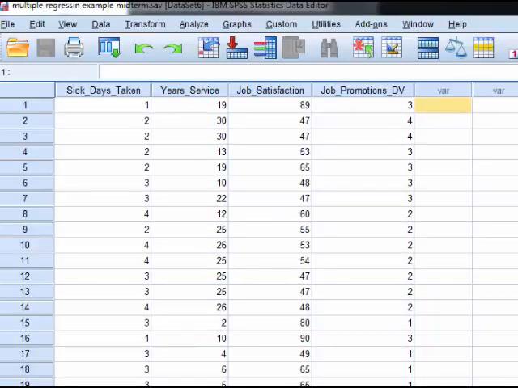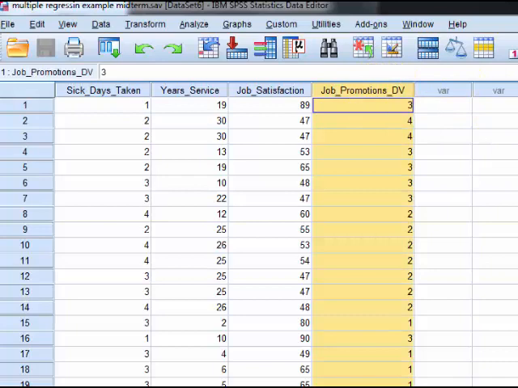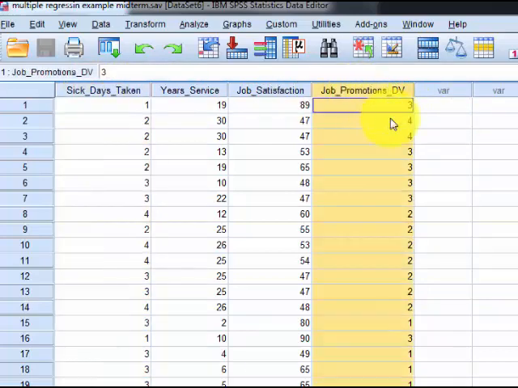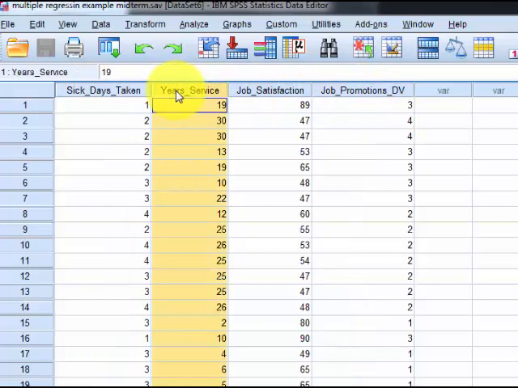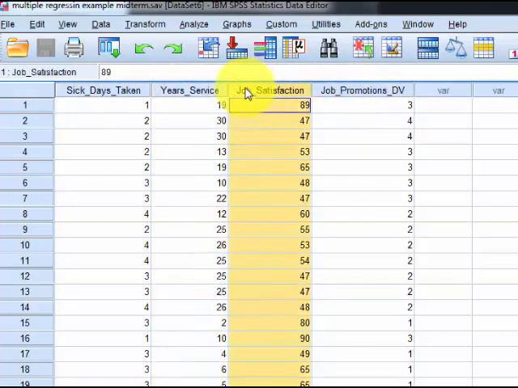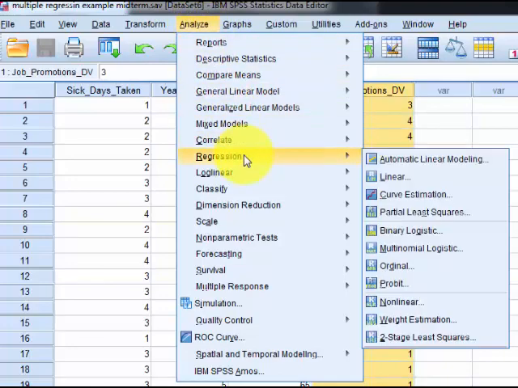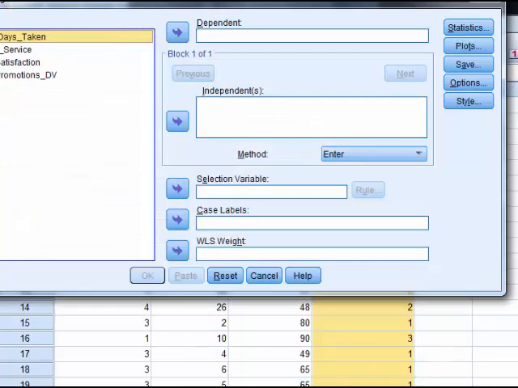So let's pretend you're working in the human resources department of some giant company, and you're trying to predict what makes job promotions. In other words, do the number of sick days predict how many promotions a person will get, how long the person's been working for the company, or how satisfied they are with their job, right? These are the predictors, and this is the criterion or the DV. So, analyze, regression, linear. So the DV is job promotions.